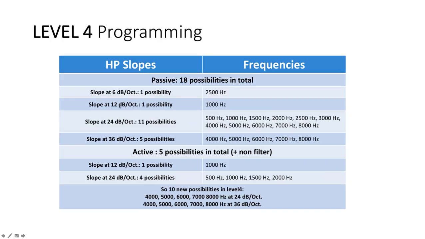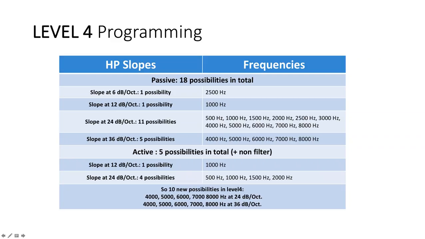So you see that we have slopes that have changed, and we see that we have all the filtering that appears in level 4 from 500 up to 8000 with slopes at 24 or 36 decibels in the very high frequencies. And in active, we have also 5 possibilities that are the same as before. So we have 10 new possibilities in level 4, which are particularly the high filtering at 24 and 36 decibels per octave.